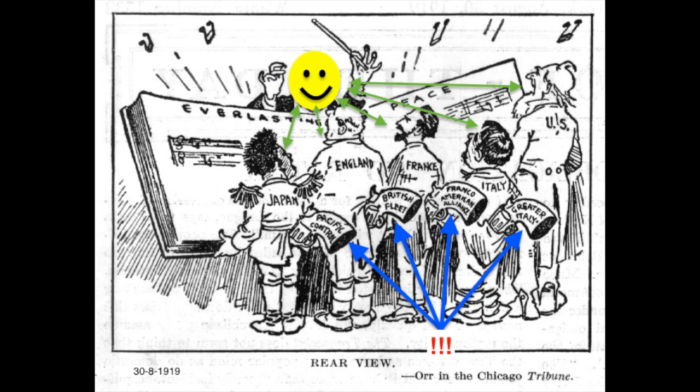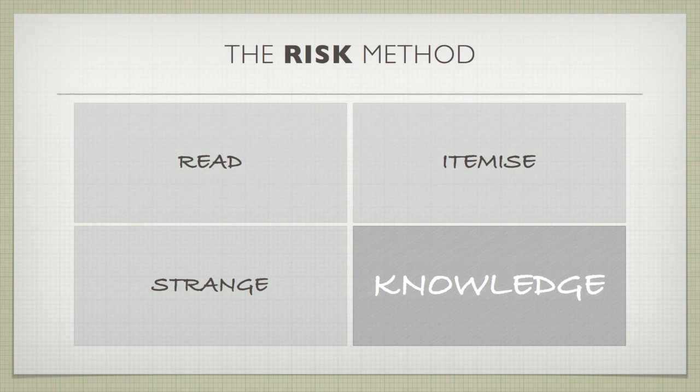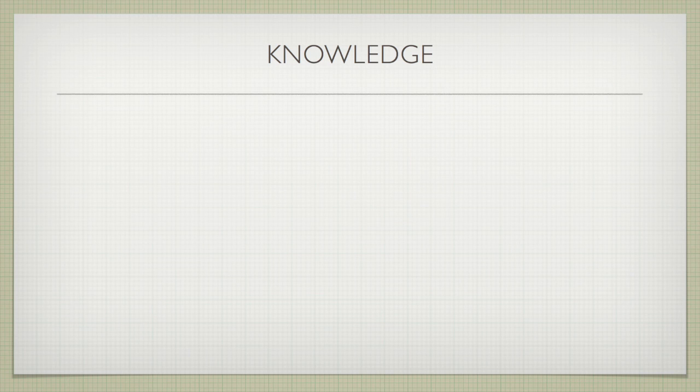But why is a choir that's singing about peace armed with weapons? Why does the US not have a gun? And where is Germany? What is their role in this? To help us answer these questions, we have to move on to the last step of RISK, knowledge. What do we already know about the Treaty of Versailles that can help us understand the cartoon? Let's brainstorm some main ideas.